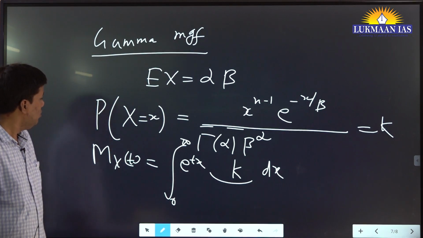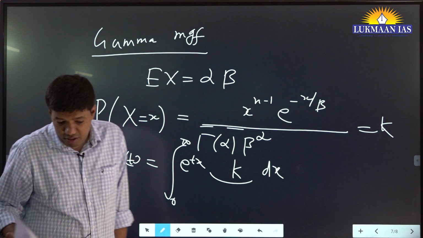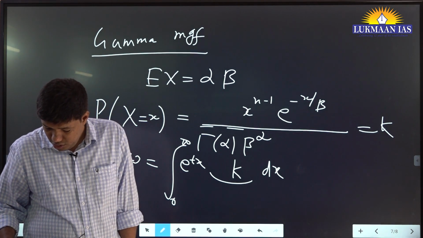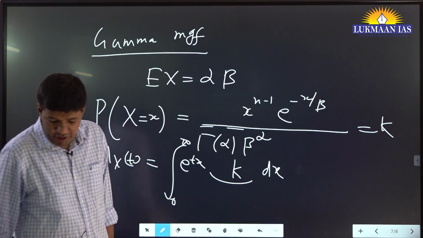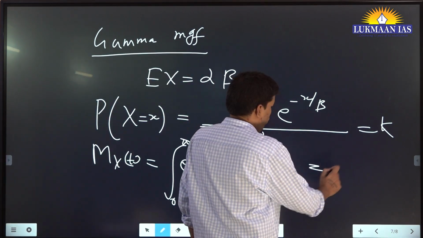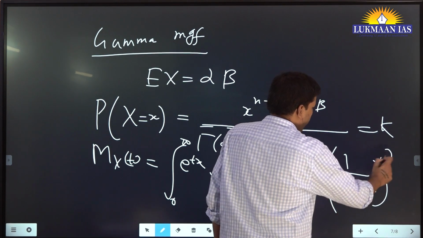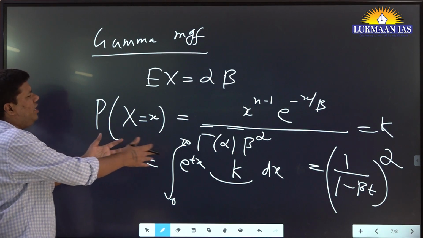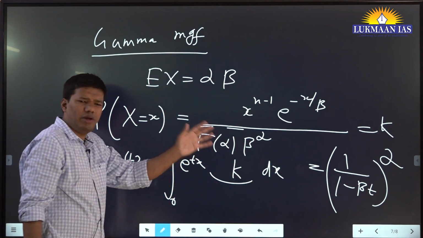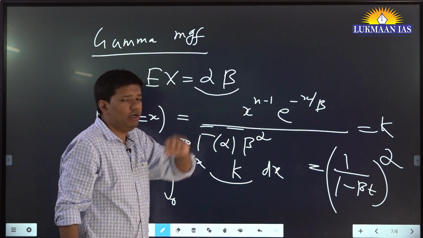This is fine. And you can write the result, because 1 minus 1 upon 1 minus beta t alpha is equal to 1 upon 1 minus beta t power alpha. And we will not go into all this. See, this integration thing is mechanistic. This is not even required for UPSC. For UPSC, we must know the results.